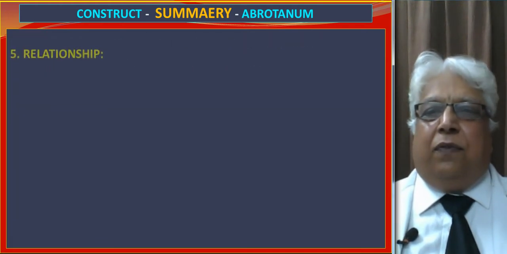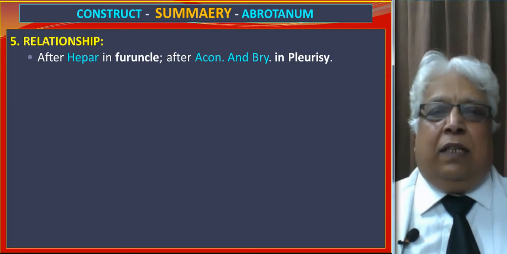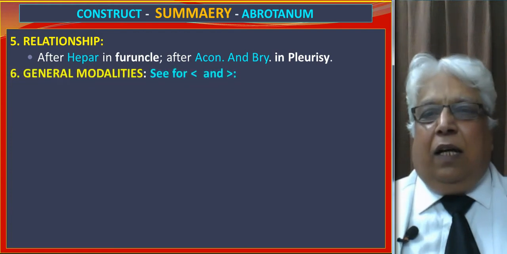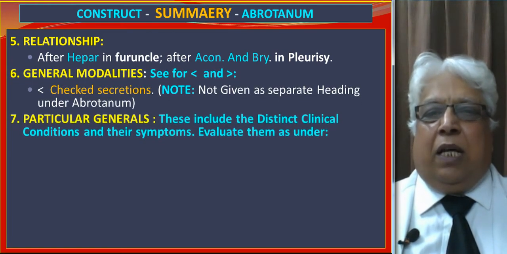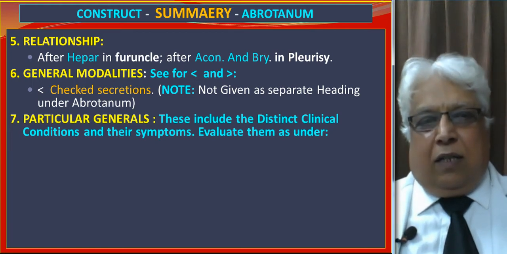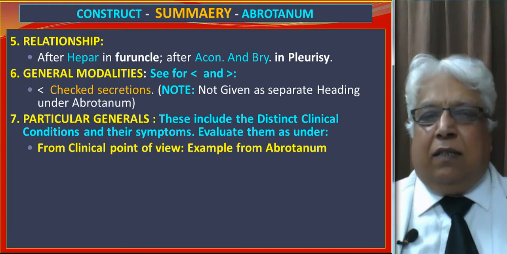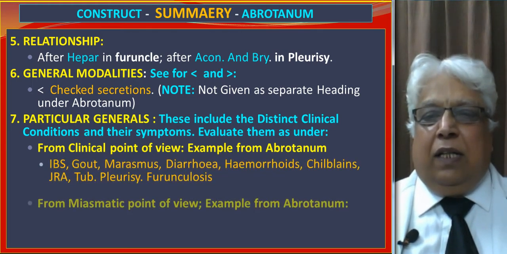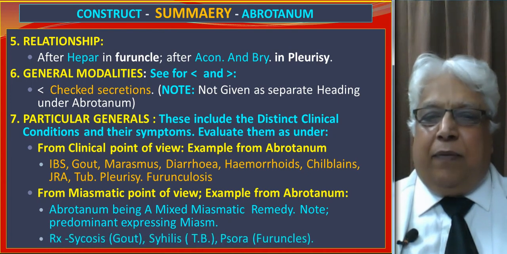And then you will also find relationship: hypersulfine, furunculosis, as we have already dealt with, after Aconite and Bryonia, as after pleurisy. And general modalities, we have seen that they are not present, but we are going to complete it from some other place. Particular generals, distinct clinical diagnostic conditions, as we have seen already. The miasmatic point of view, as we have seen already, it is a trimiasmatic remedy.